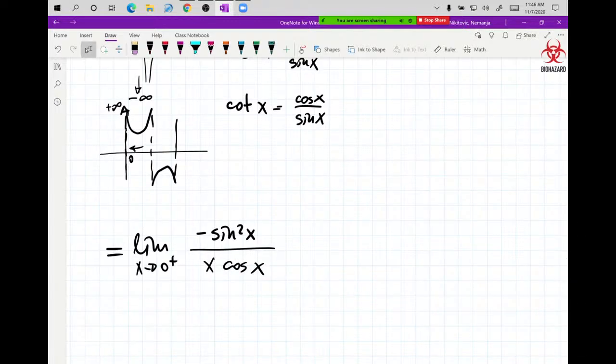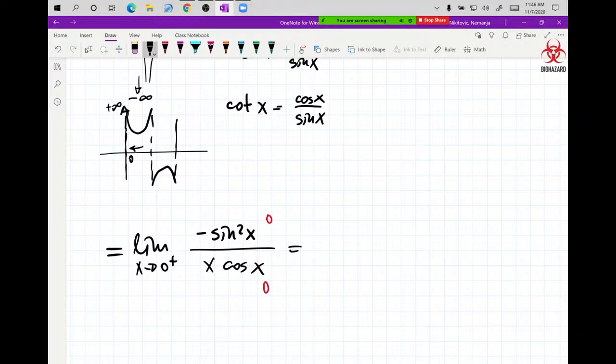Now, try 0 again. When you try 0 now, you get 0 over 0. Because sine of 0 is 0, and then you square it, it's still 0. And when you plug in 0 for x in the denominator, that's 0 times cosine. Cosine of 0 is 1, but 0 times 1 is 0. So we still have 0 all across the board.